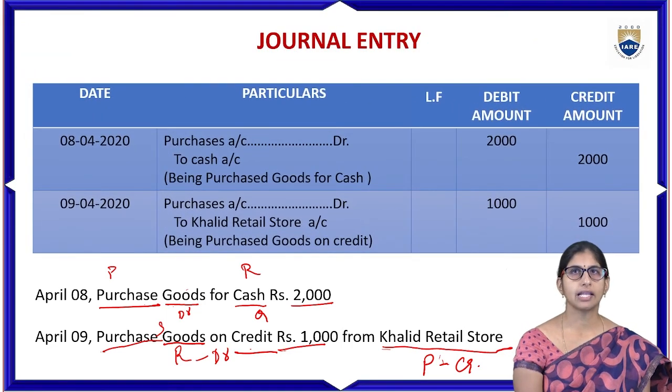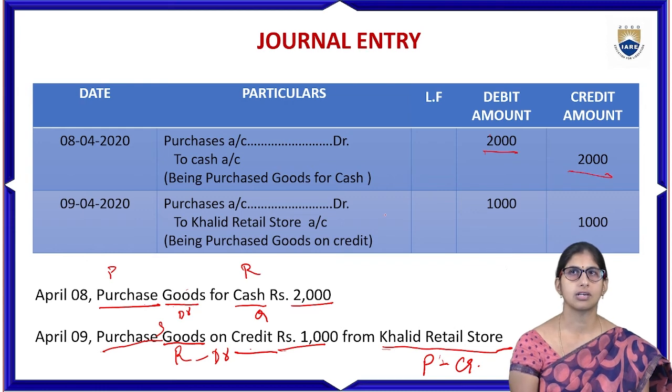So on 8th April 2020, purchased goods for cash 2000. As we discussed, goods has to be debited, but instead of goods, we write purchases. So purchases account debit to cash account. Cash is on the credit side, so we write "To" for credit, and the amount is 2000 rupees in the debit column and 2000 in the credit column.